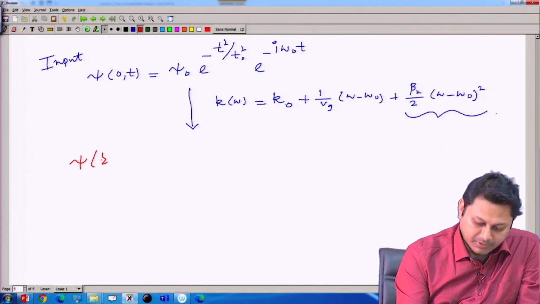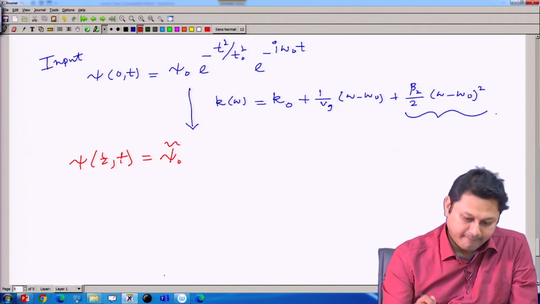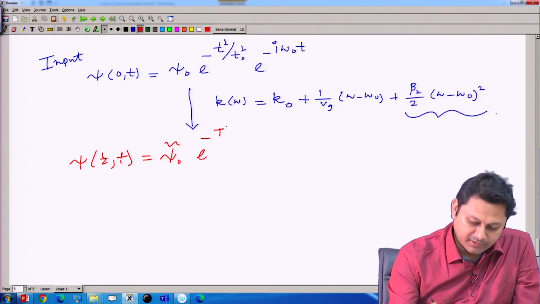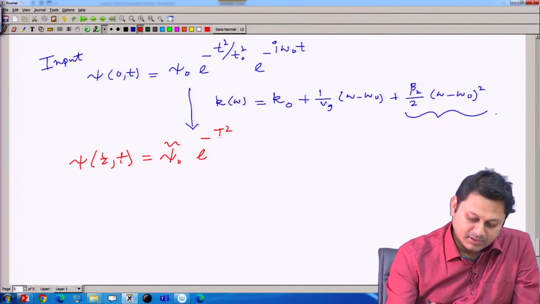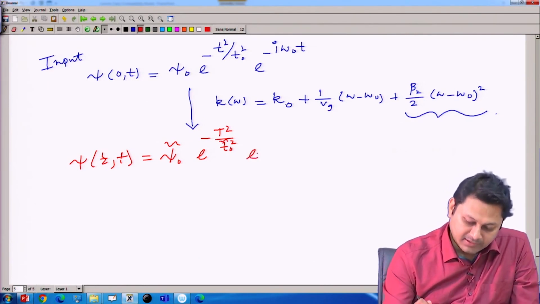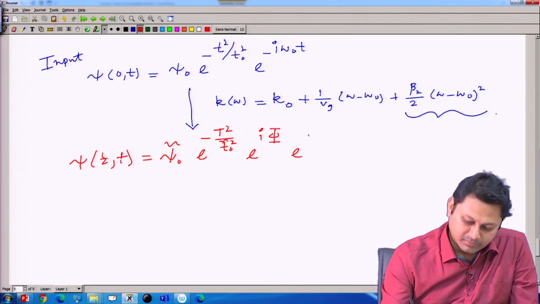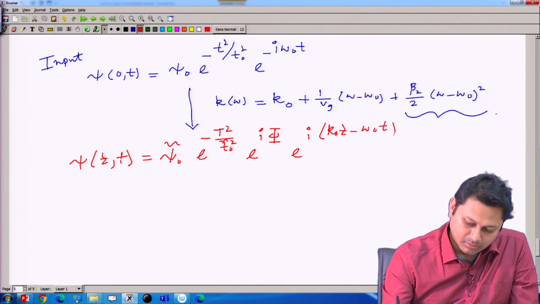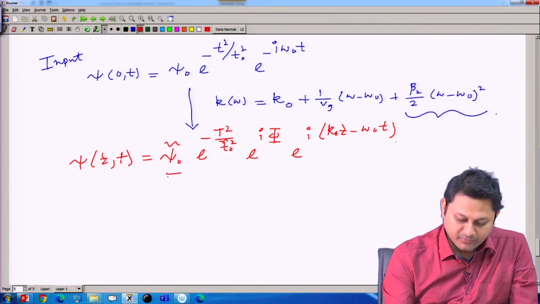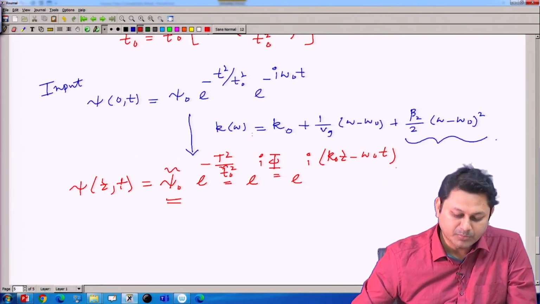After propagating a distance z, the pulse looks in this way. So, there is a change in amplitude, so I put a tilde. The pulse is moving, so I have a moving reference frame, that is why t becomes big T divided by t0 tilde square. That means the width is also changing. An extra phase was there, and I have the propagation term as usual. So, my amplitude is modified, my width is modified, my phase is modified. So, three terms are incorporated due to beta 2.